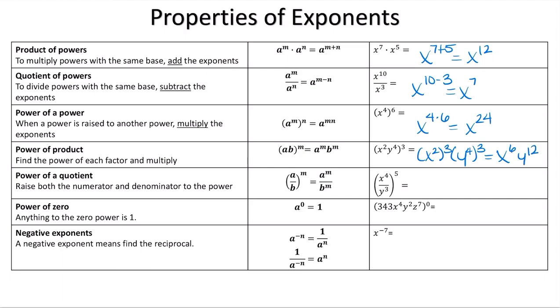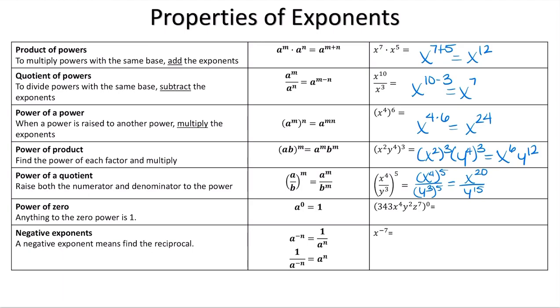When we find the power of a quotient, it's a similar idea. We're going to raise both the numerator and denominator to the power. So x to the 4th over y cubed to the 5th becomes x to the 4th to the 5th over y cubed to the 5th. And then we're going to use the power of a power property to multiply the exponents, which gives us x to the 20th over y to the 15th.